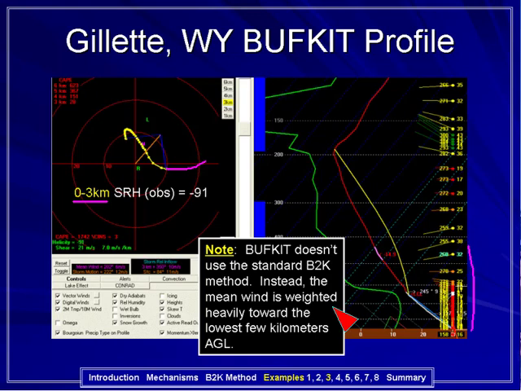Now, when we calculate the mean wind with the standard B2K method, we take wind at equidistant levels, so let's say every 500 meters, so we don't have this bias towards the lower atmosphere. So you need to be careful when you're using BUFKIT and looking at the B2K method because in general the storm motions will be a little bit slower than what they should be, just because the mean wind is not calculated as we suggest.